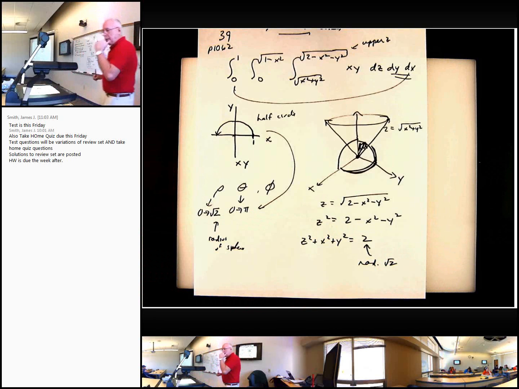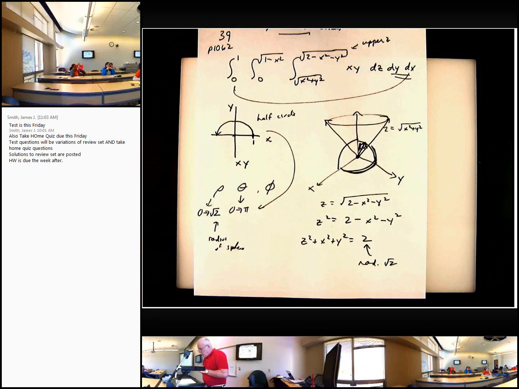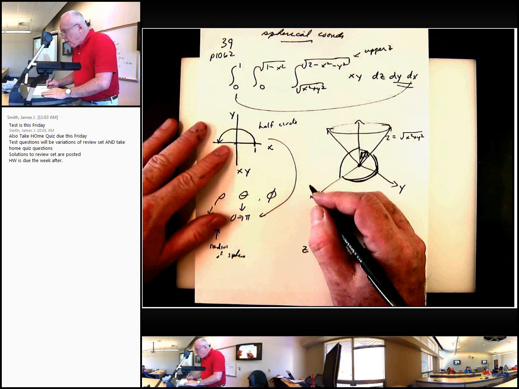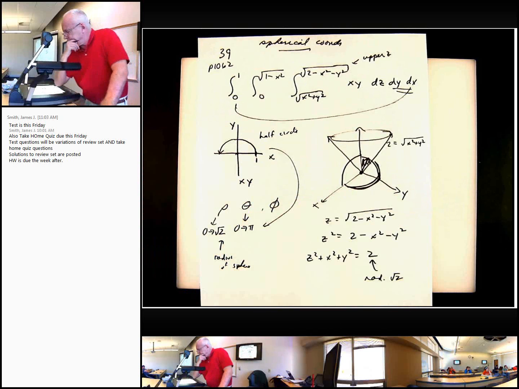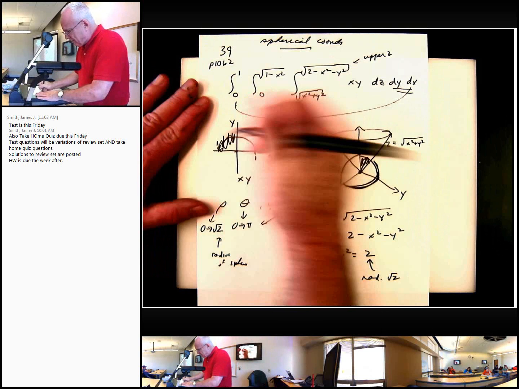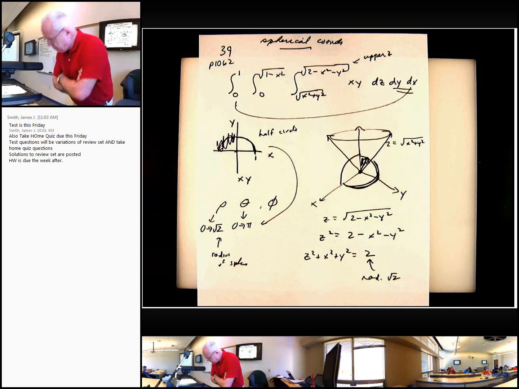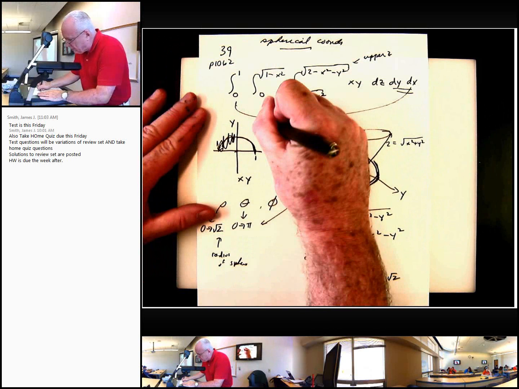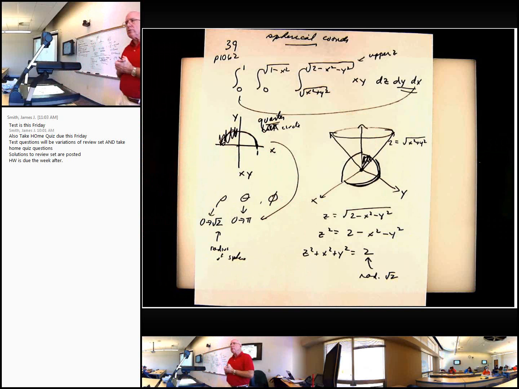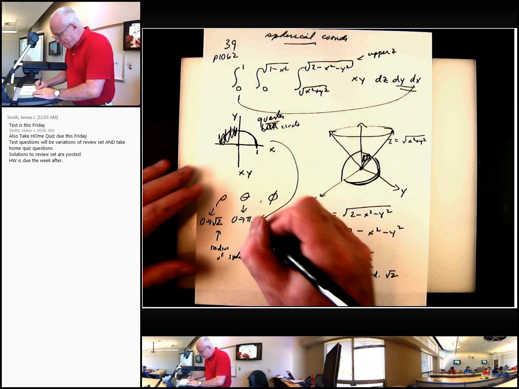For rho, if x is limited to 0 to 1, would theta be 0 to pi over 2? Oh, wait a minute. What do we have here? X is going from 0 to 1, right? Oh, you know what? Yeah, you're right. I just completely ignored that. And y is, so actually we have a quarter circle here. Thank you. We have a quarter circle, right. So our theta here is going from 0 to pi over 2. Yes.